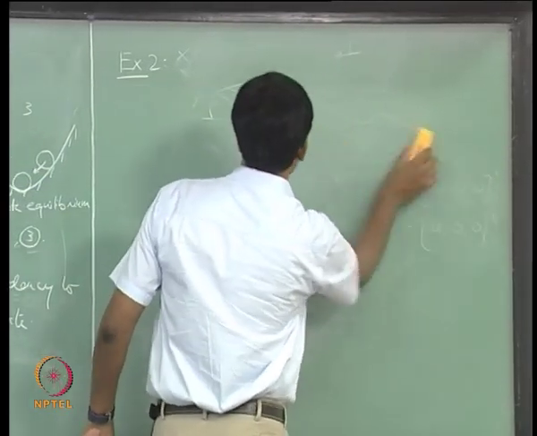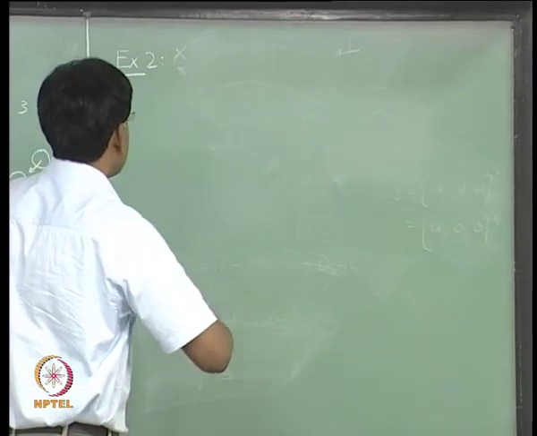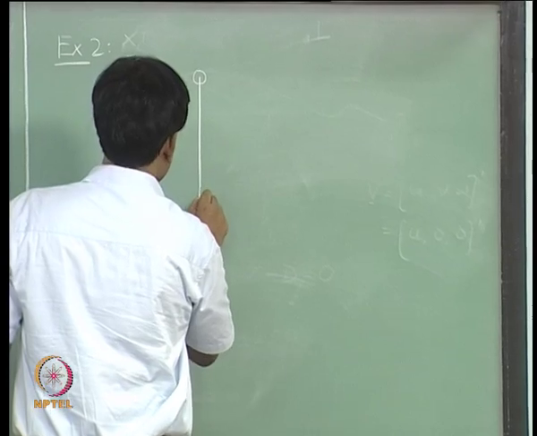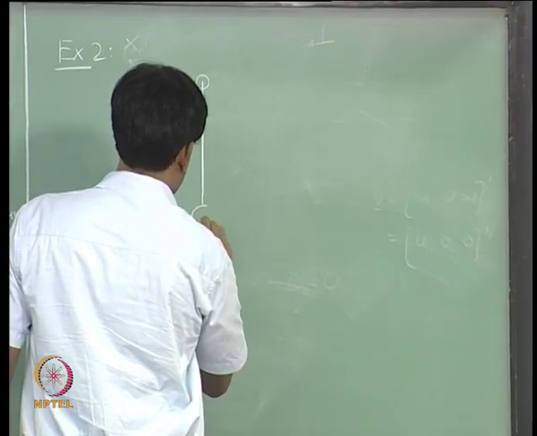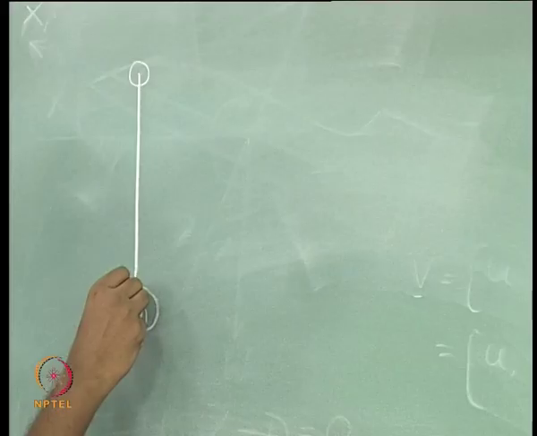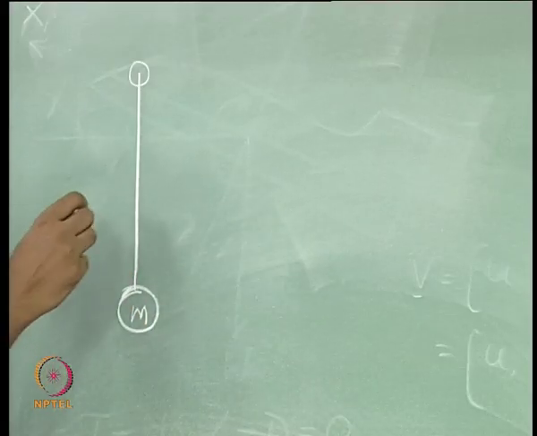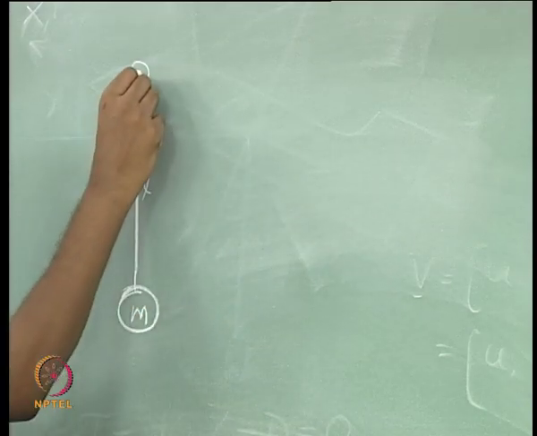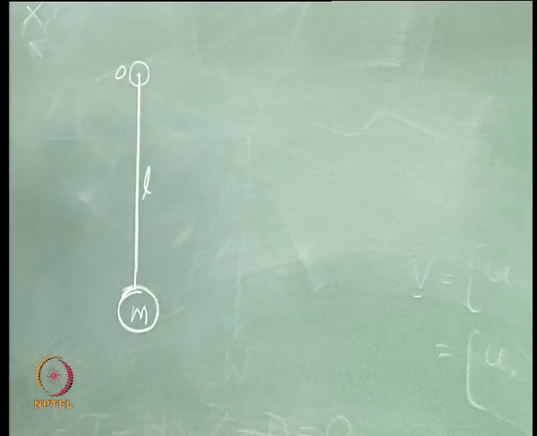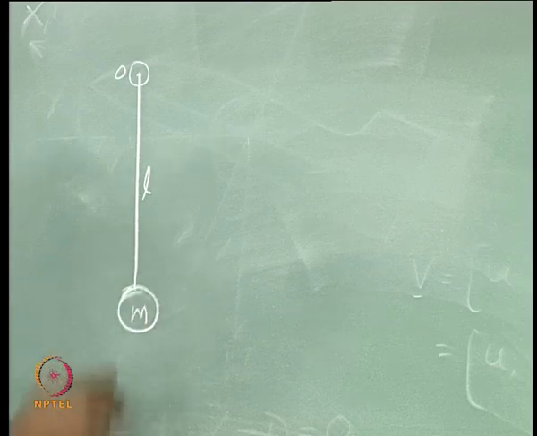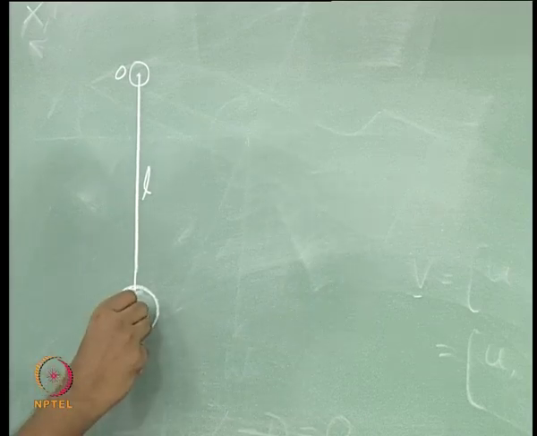Let us look at another example. Here we have a pendulum, a bob of mass m hanging at one end of this wire of length L, and this O is the suspension point. This clearly is an equilibrium state, which is also the position of rest for this pendulum.